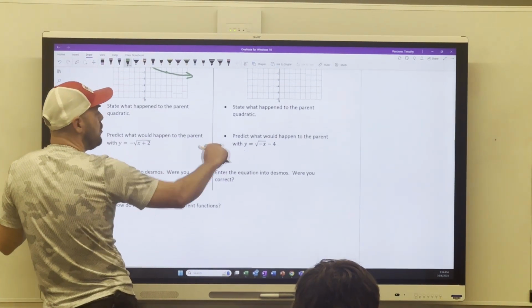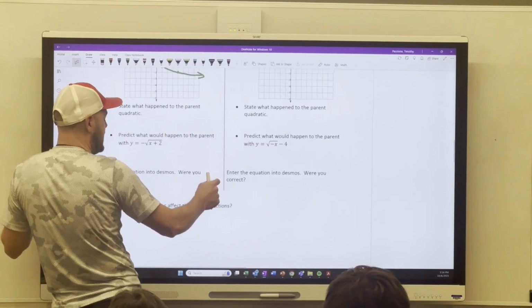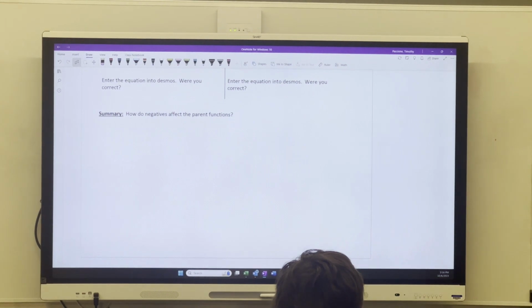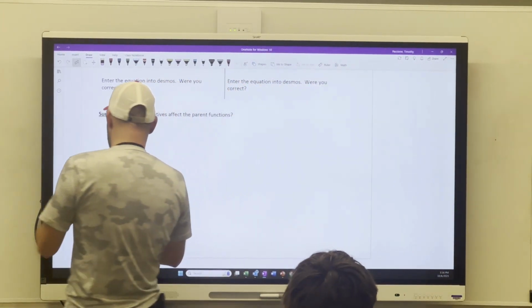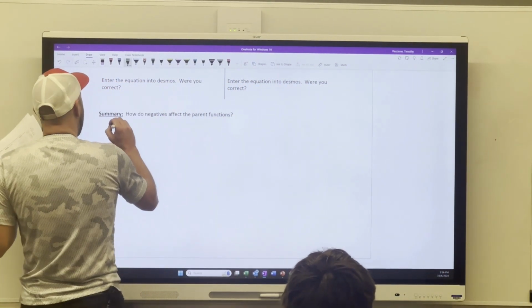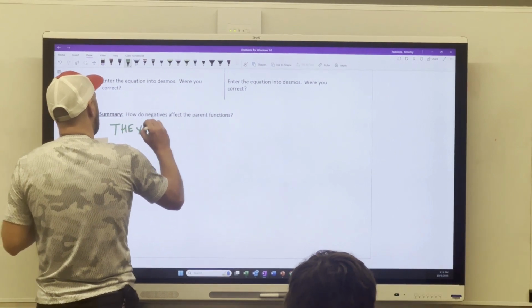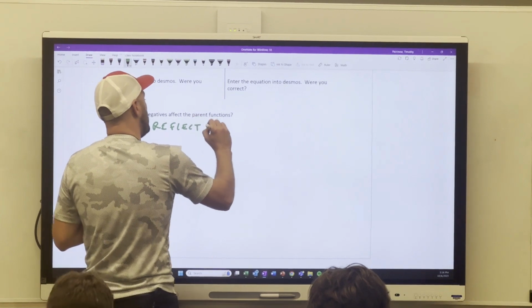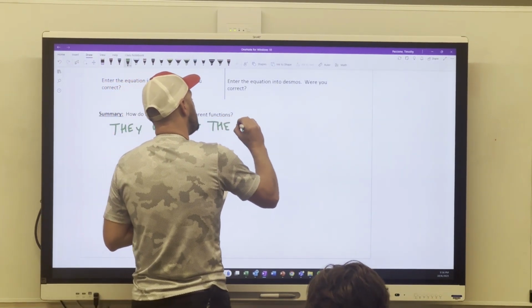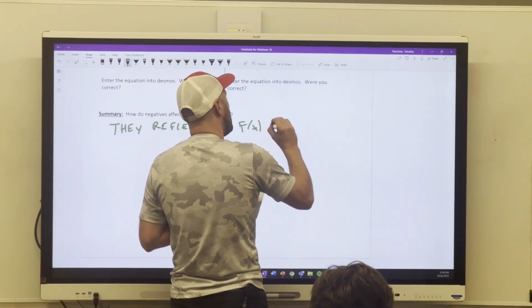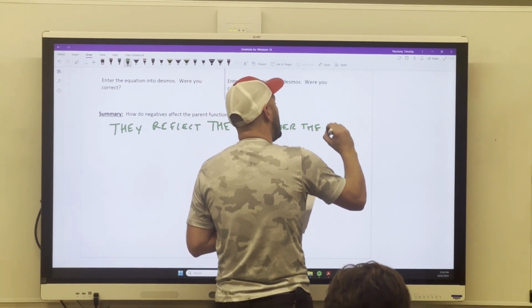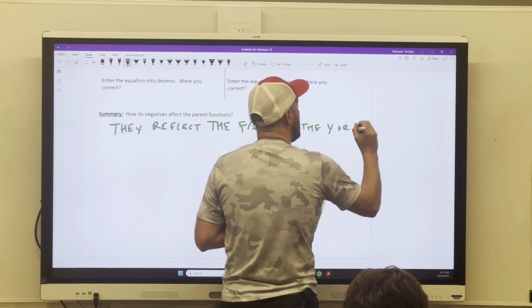Okay, so you can plug these into Desmos to see what happens, but I want to write down some rules here for you. Ready? How do negatives affect the parent function? They reflect the function over the y or x axis.